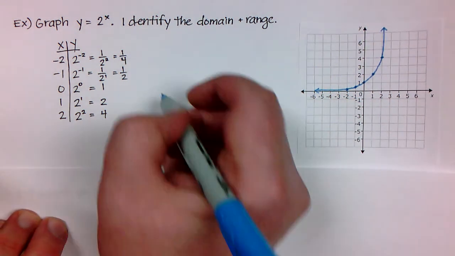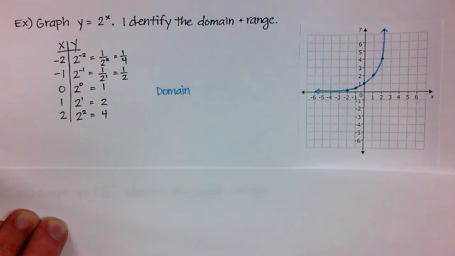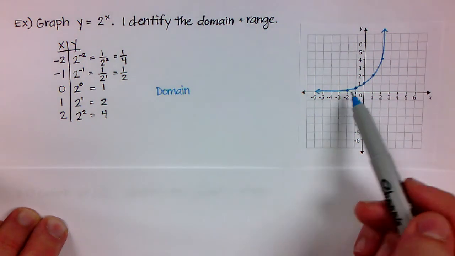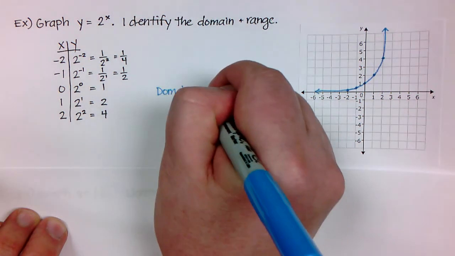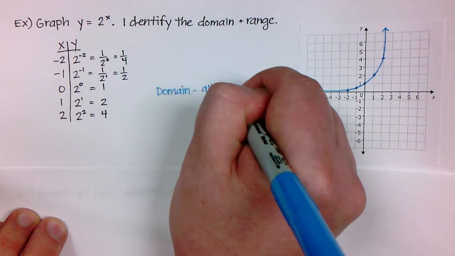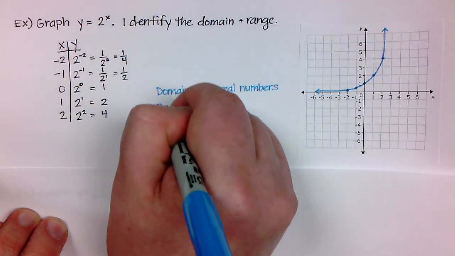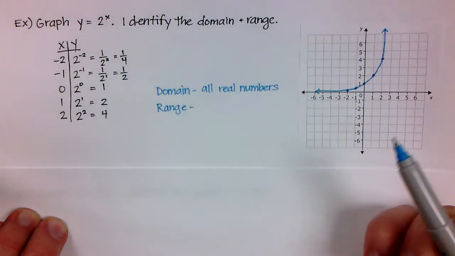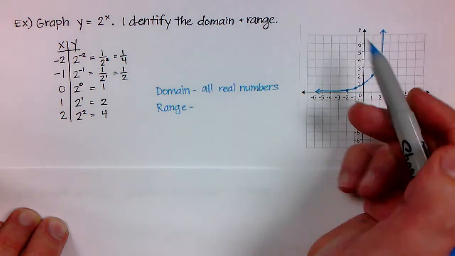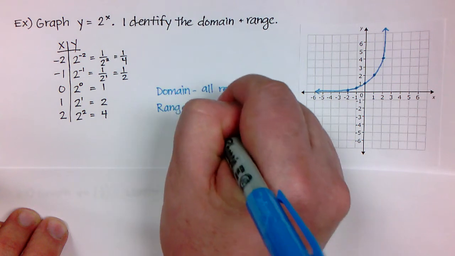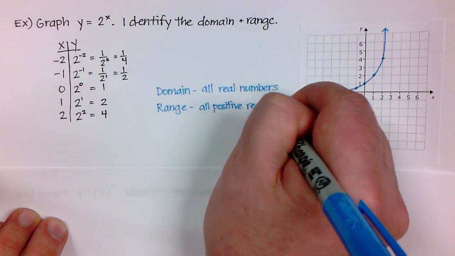So now to identify the domain, I would say that the domain is any of those x values that I can choose, and it looks like I can choose any negatives or positive numbers. Okay, so the domain is going to be all real numbers. And now let's identify the range. The range means just the y values, and it doesn't look like they're ever getting below 0. They're always going above. So I'm going to say that it's all positive real numbers. And I'm done.